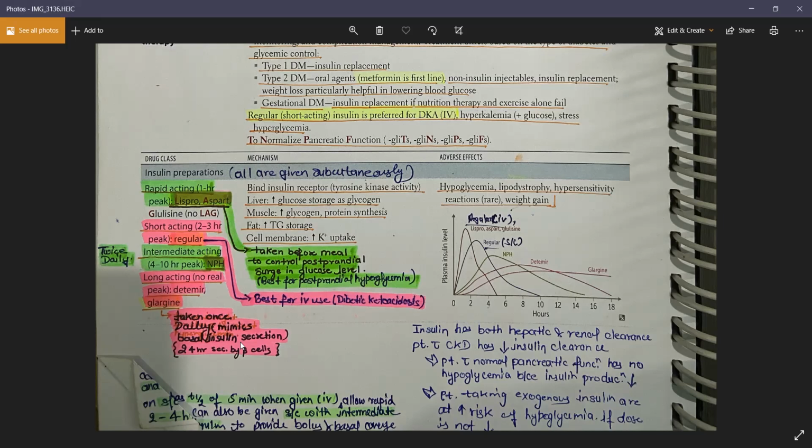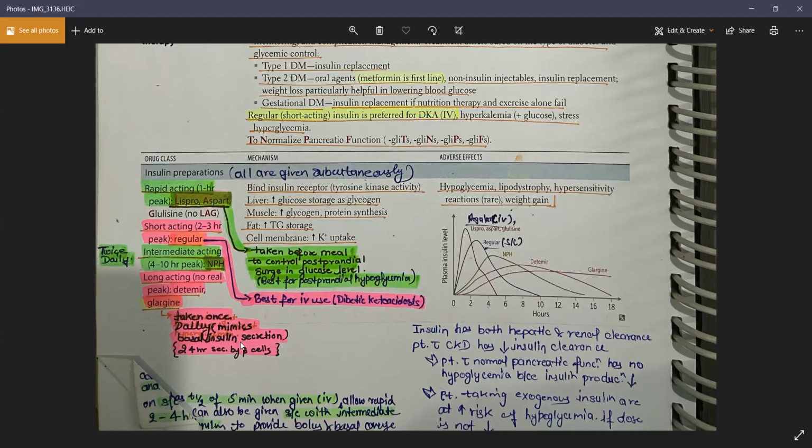Any doubts so far? Could you please explain once more the reason why we give regular insulin in diabetic ketoacidosis?